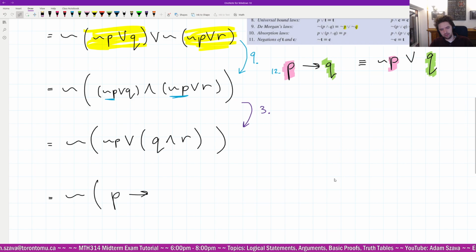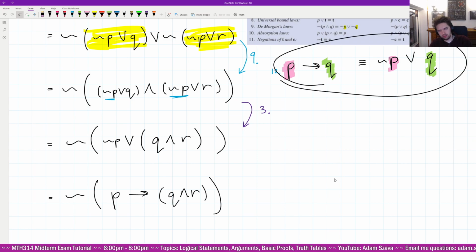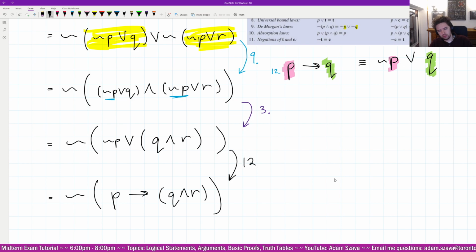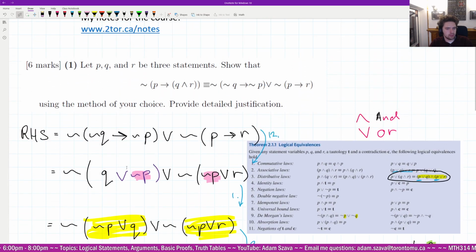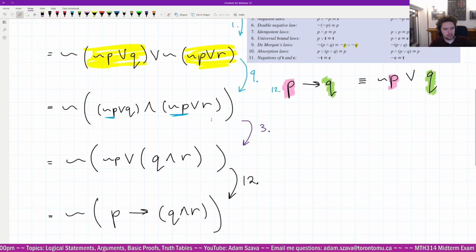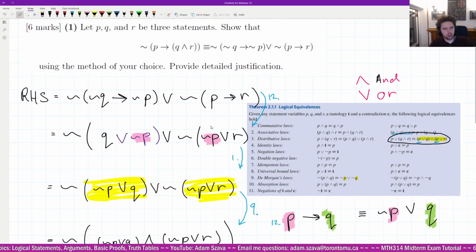This is by definition this rule, right? I'm using rule 12 again here, to turn it back into an implication. Why back into an implication? Because that's the form we have here, and we're done. We've shown that they're logically equivalent.